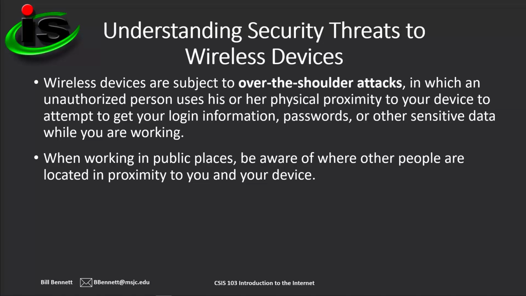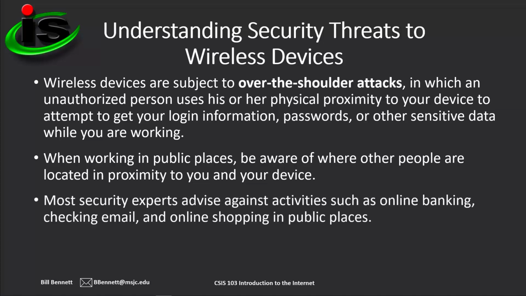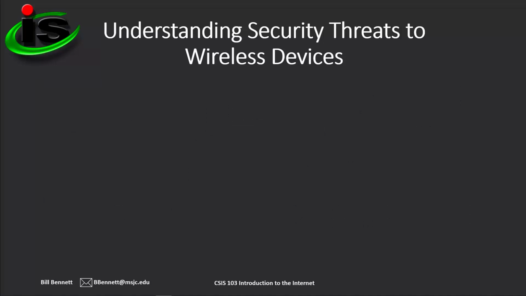When working in a public place, it's important to be aware of where other people are located in proximity to you and your device, especially if you're using your wireless device to transmit data that you wouldn't want others to see. For this reason, most security experts advise against activities such as online banking, checking email, and online shopping in public places. Not only are these activities visible to over-the-shoulder attacks, they are also subject to being intercepted.